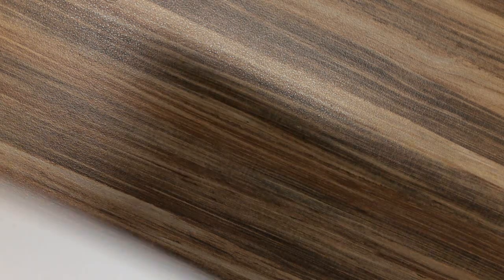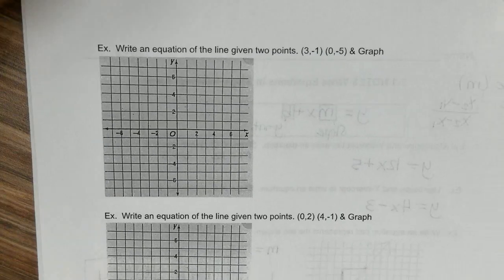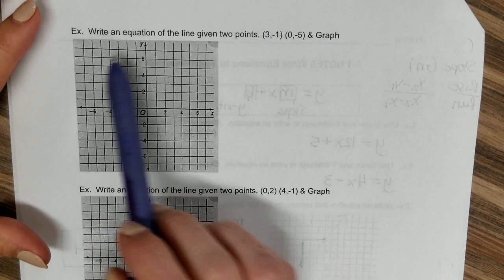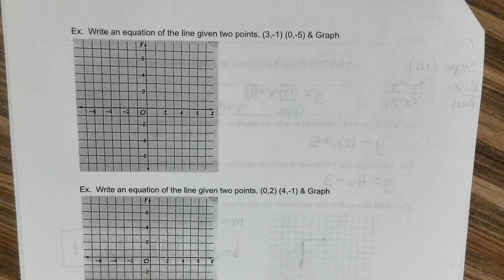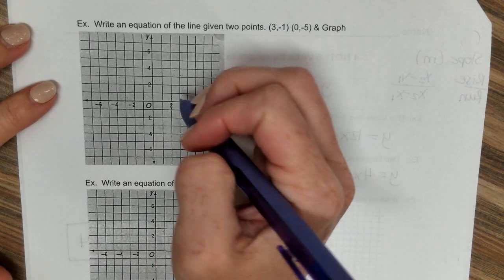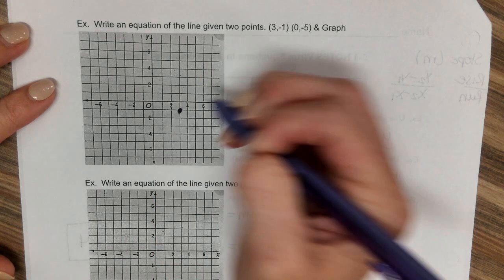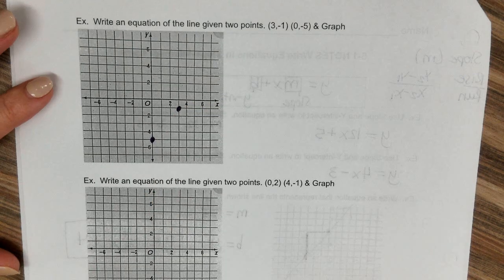There's only one hard part of today's lesson, and it's not hard, it's just kind of time consuming. But this is super easy. It gives you 2 points. It wants you to graph and then write an equation from it. So you're going to graph the 2 points. I'm going to go to 3, -1, put a dot. And then I'm going to graph 0, -5, put a dot. I'm going to take my straight edge and connect them.